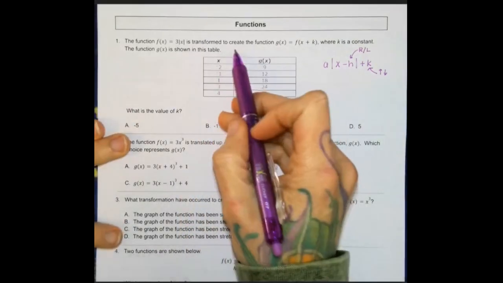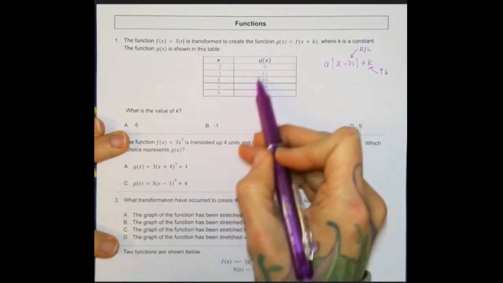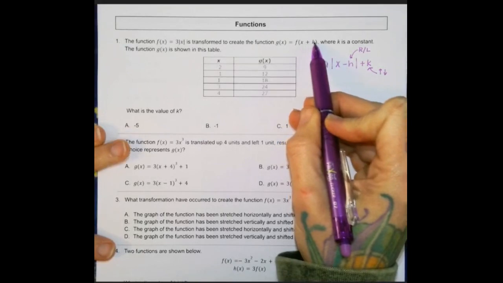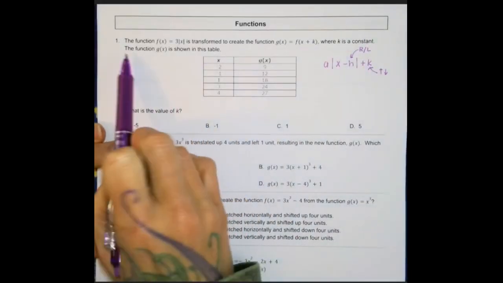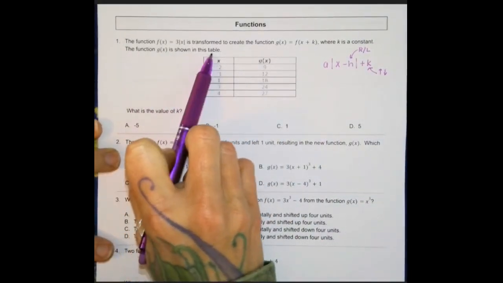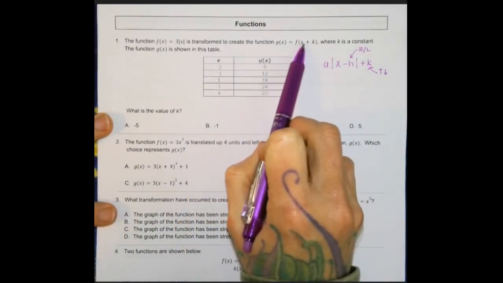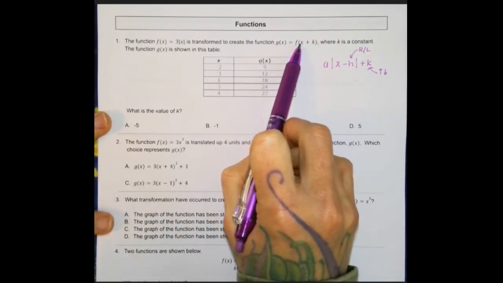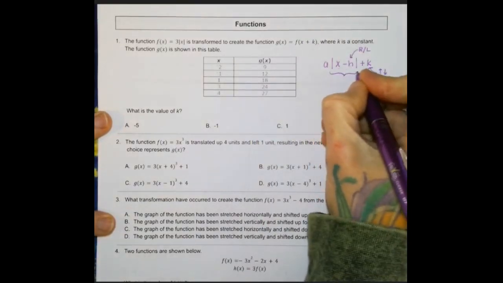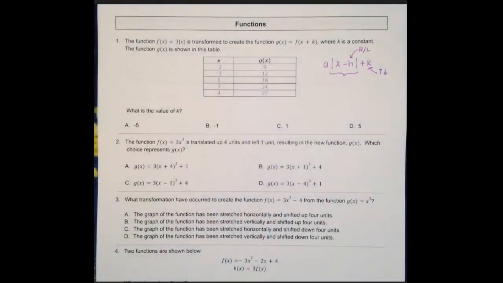So as we continue to read, the function g of x, which is given in the table, is f(x) plus k, where k is a constant, and g of x is shown in the table here. That means that is in the parentheses with the x. So that's just like being in the absolute value bars with the x. There's a couple ways you can go about this. I think the easiest way, if you remember correctly, is I would go to Desmos.